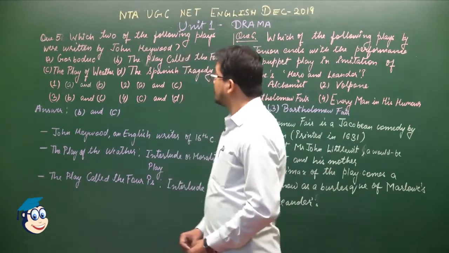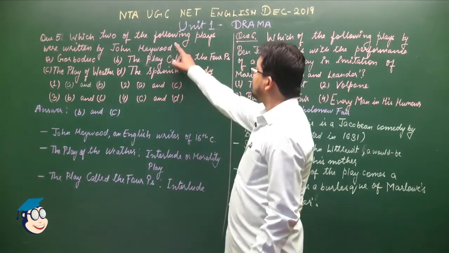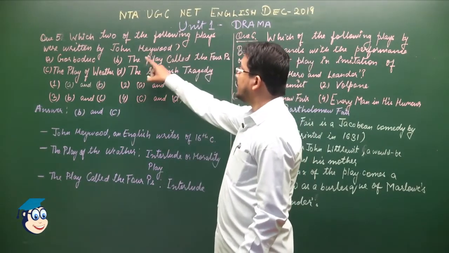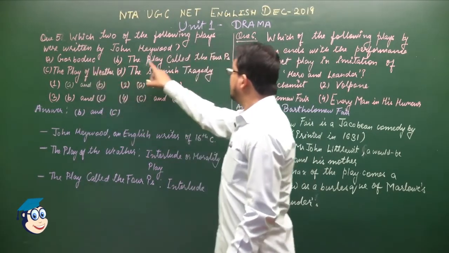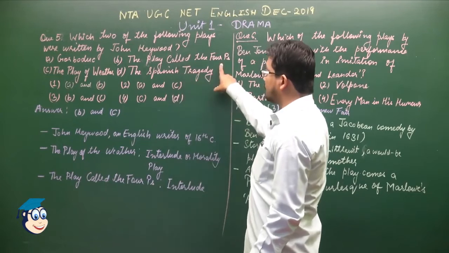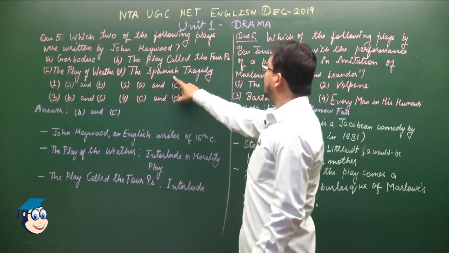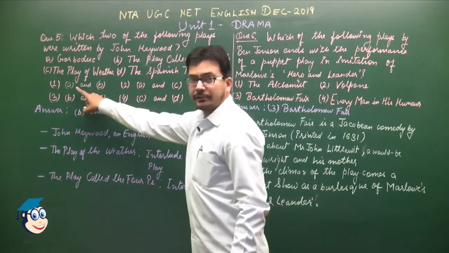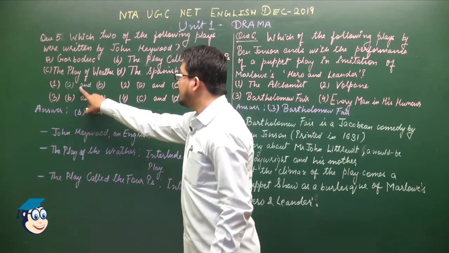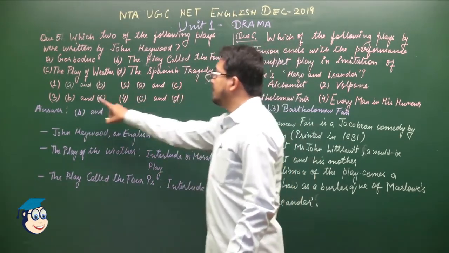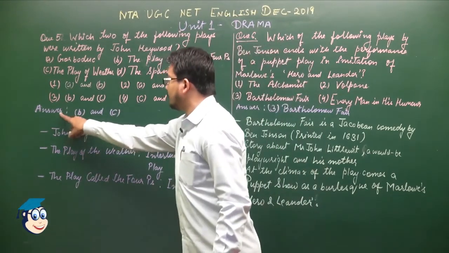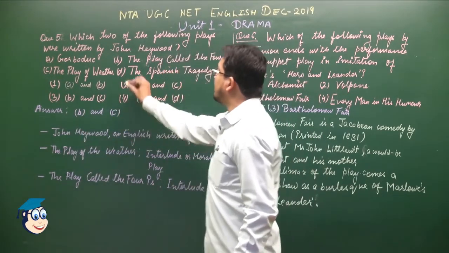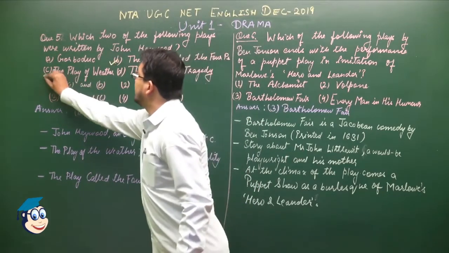Okay, let's talk about the next question now. Which two of the following plays were written by John Heywood? The first option, Cobb. Second, the play called The Four Ps, The Play of Weather, The Spanish Tragedy. The combinations of the MCQs given here: A and B, A and C, B and C, C and D. The correct answer for the question is B and C. That means B and C.